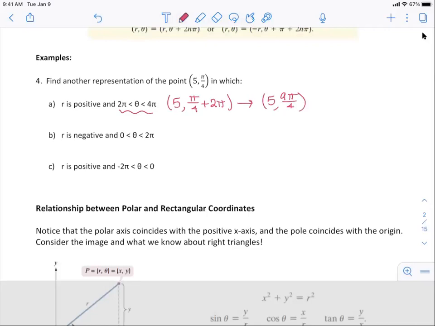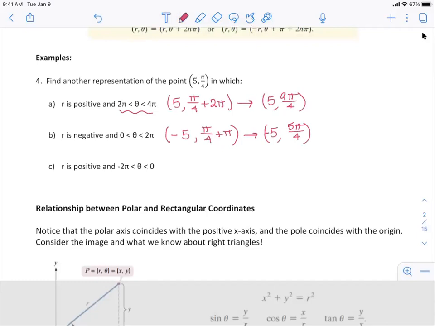Okay, now here's another one. Let's say that we want r to be negative and we want theta to stay between 0 and 2 pi. Well, we can do that as long as we switch the sign of r and add only 1 pi to pi fourths. So that gives us the ordered pair (negative 5, 5 pi fourths).